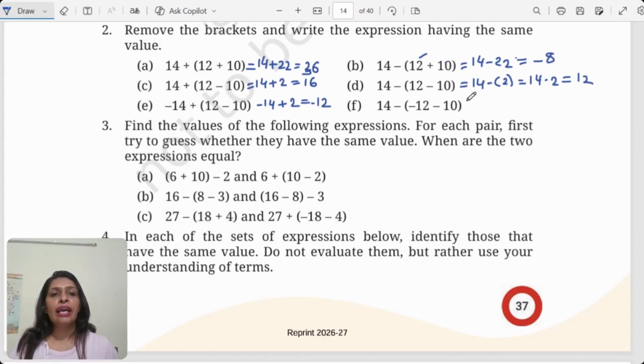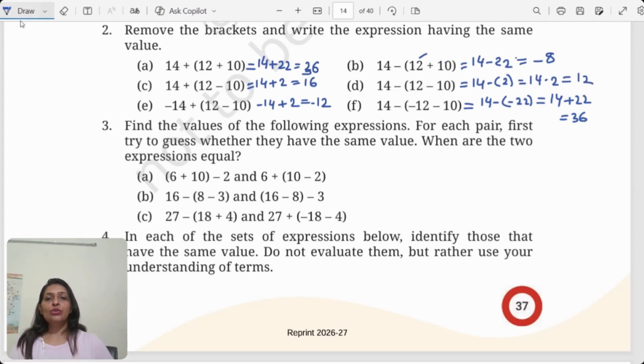Okay. Lastly, we have here 14 minus. We will go step by step. We will take one extra step here. So first of all, minus 12 minus 10. What is it? Minus 12 minus 10. The value will be added. That is going to be minus 22. Okay, and when it is minus 22, it is 14 minus minus, which becomes plus 22, and 14 plus 22 is going to get 36. So see, the first part was 36, and the F part was 36. So they are the two expressions which have the same value.